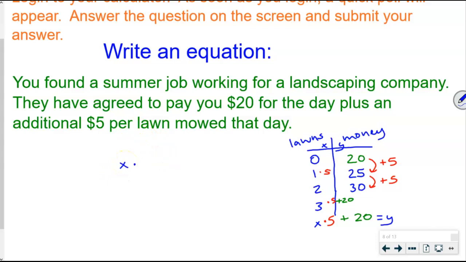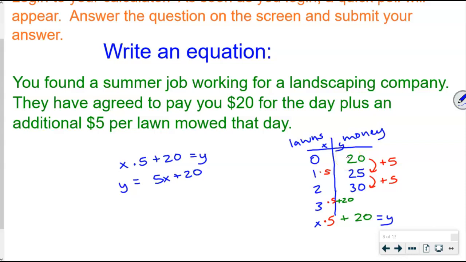This is what you should have written, and a lot of you guys were close. Yes, and so is writing it the opposite way. So what is it that's changing? That is our rate of change, and that needs to be multiplied by the x. It makes sense when you really think about it, right? Because we always have to add in that extra 20 at the end, because that's how much money we made just for showing up to work.